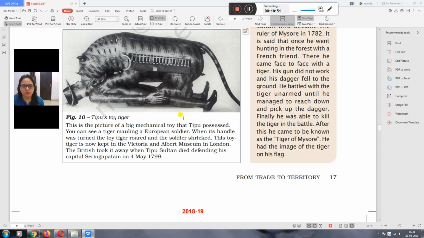So class, today we discussed the subsidiary alliance and the war between Hyder Ali and Tipu Sultan versus the British East India Company. Tomorrow we will discuss more points about this chapter, so make your own notes and save them for your future also. Thank you so much class.